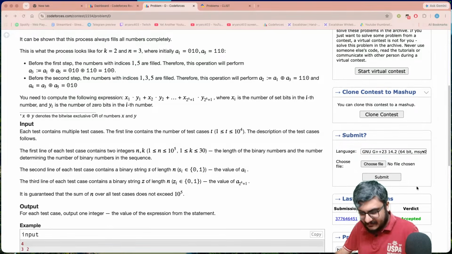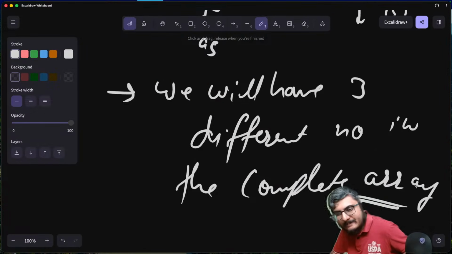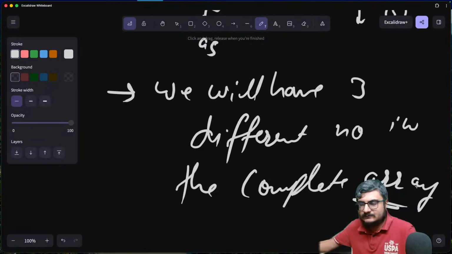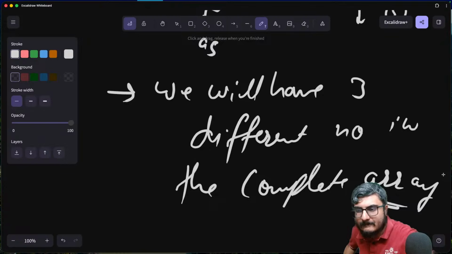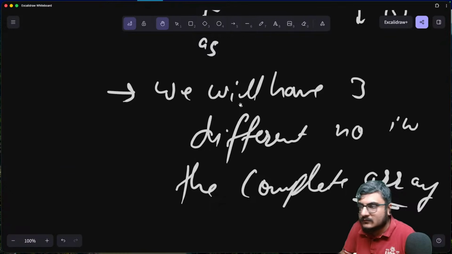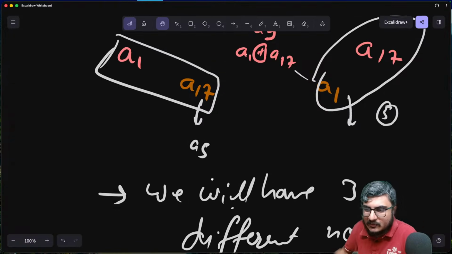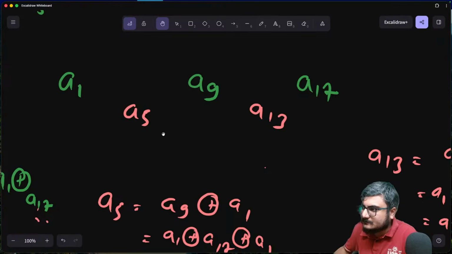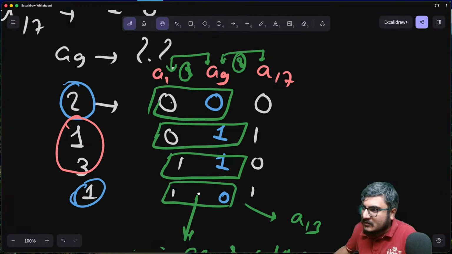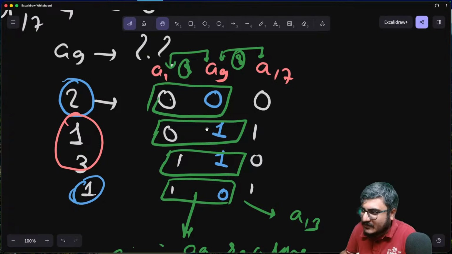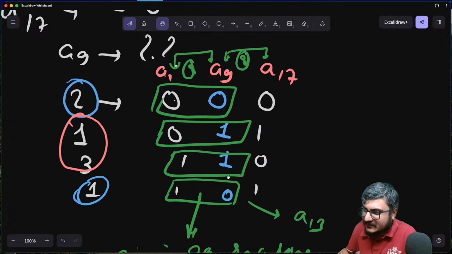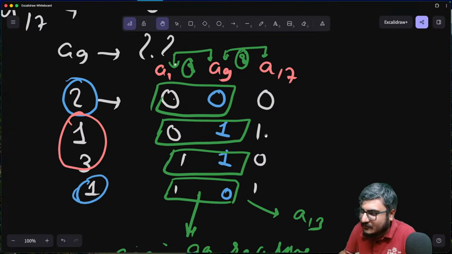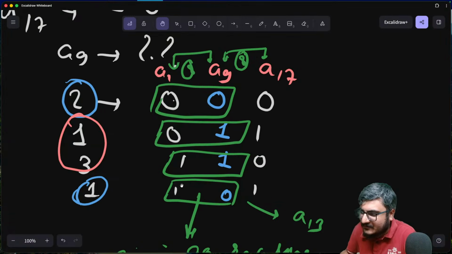So, let me probably open the whiteboard again. My overall idea was, once I know how many bits have 0 0, 0 1, 1 0 on both the ends, my middlemost element will also look like this. 0 0 will give me 0, 0 1 will give me 1, 1 0 will give me 1, 1 1 will give me 0.